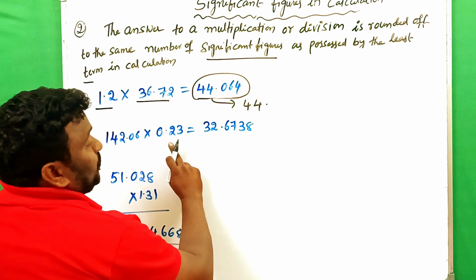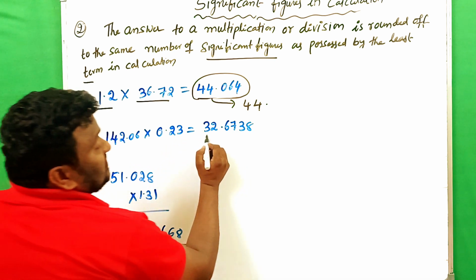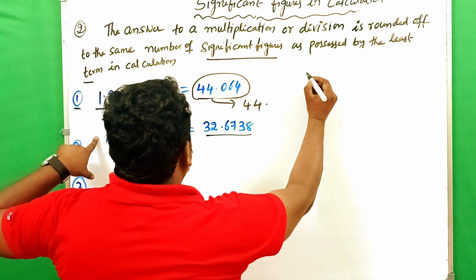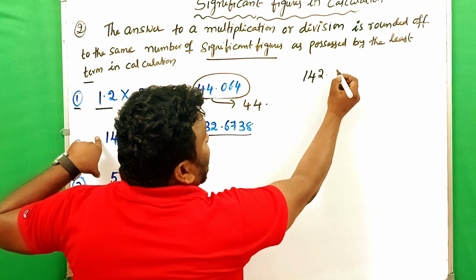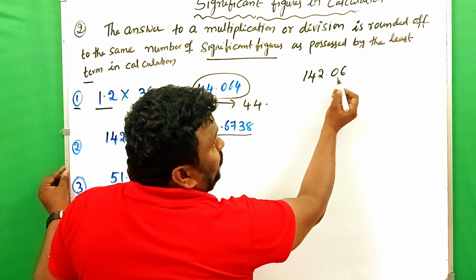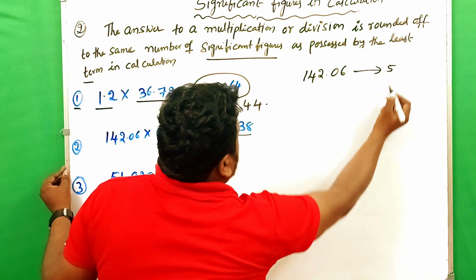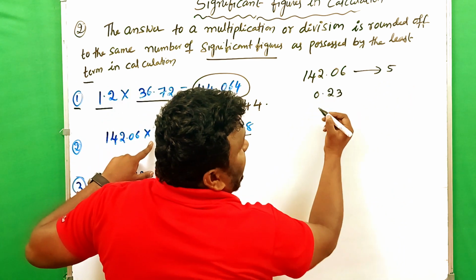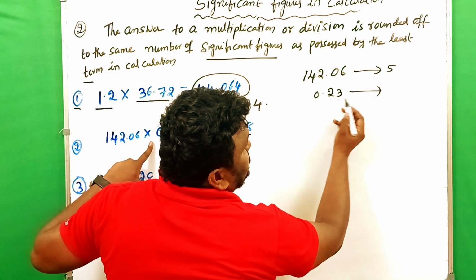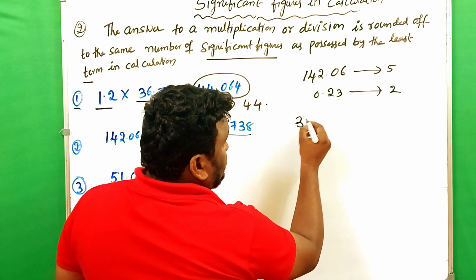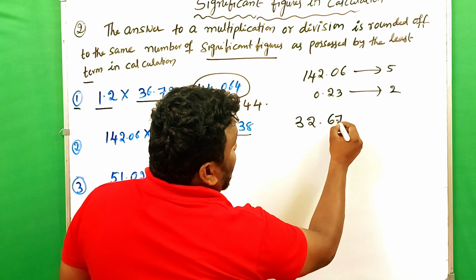Now see the second example. 142.06 into 0.23. The answer is 32.6738. So here 142.06, how many significant figures does it have? 1, 2, 3, 4, 5. Clear? And 0.23, how many does that have? 1, 2. Clear? And the final answer is 32.6738.